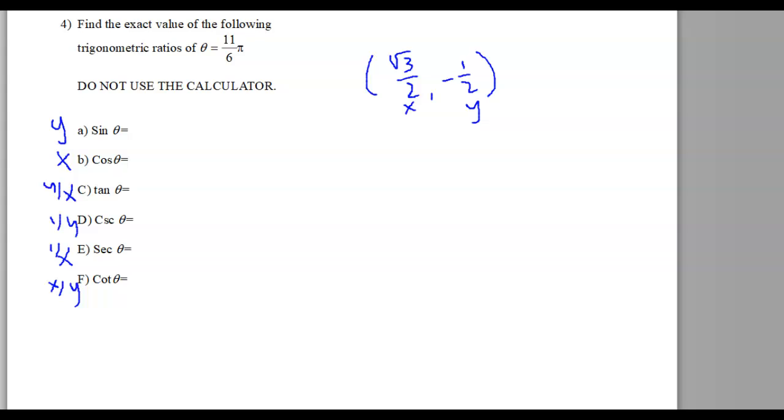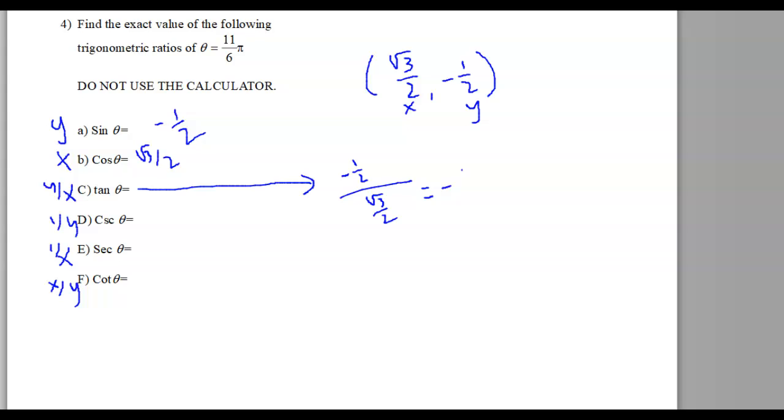There's my x and y. Sine of theta, sine of 11 over 6 pi, will be the y value, negative half. Cosine of theta will be the x value, square root of 3 over 2. Tangent of theta is y over x. I'm going to do it over here: y, negative half, divided by x, square root of 3 over 2.